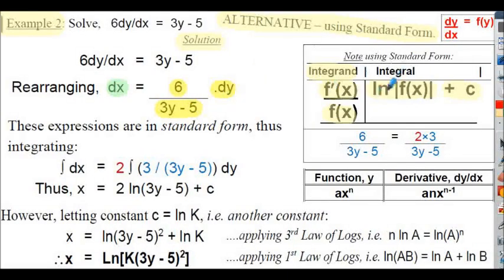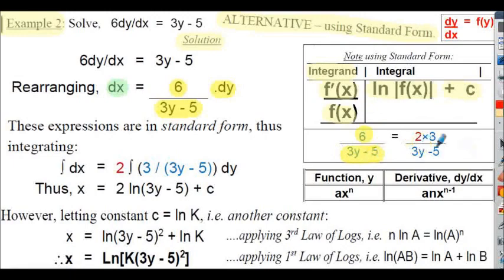The standard form on the right hand side assumes that the numerator is the first differential of the denominator, thus f dash x is the first differential of f x. If we have that situation, we could simply write the solution down as ln of the magnitude of f of x plus c. In this case, we have 6 divided by 3y minus 5. If we differentiate 3y minus 5, and don't forget we're differentiating with respect to y, we would have 3. Now if we had 3 on the top line, we would comply with the standard integral.